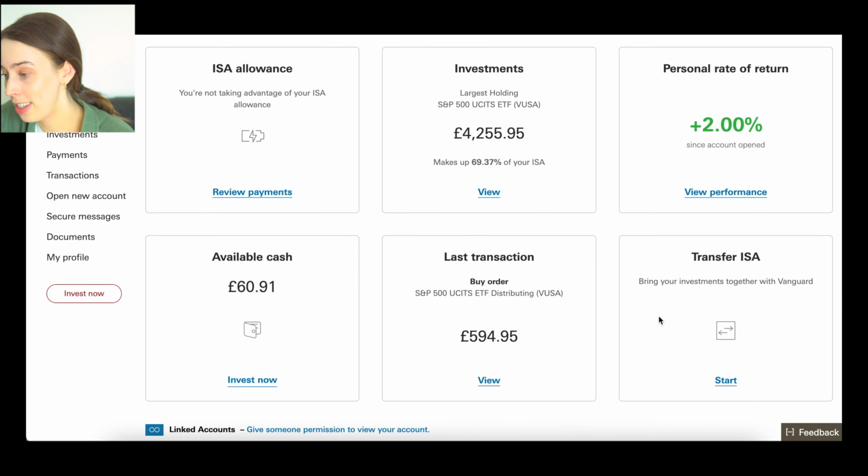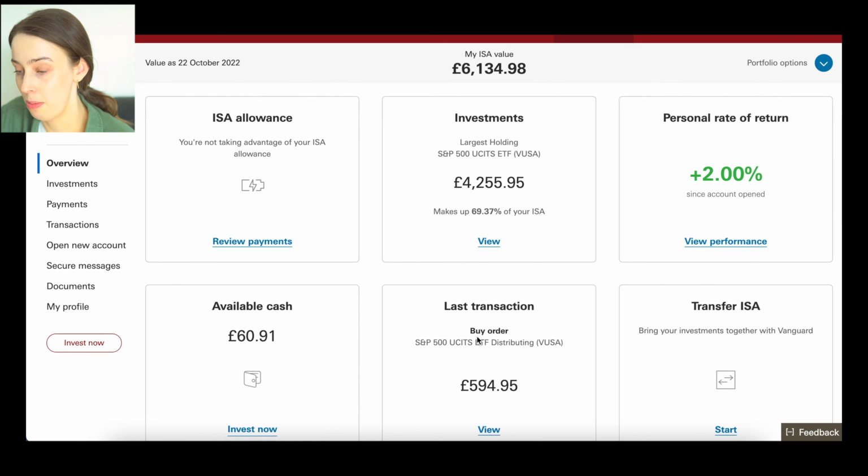And then lastly, this box on the right, transfer ISA. So if you've got ISAs scattered around, because of course you can open a new ISA every single tax year, you can bring them all into Vanguard if you so want to, and you can follow this start button here to do that. So that is the overview page.